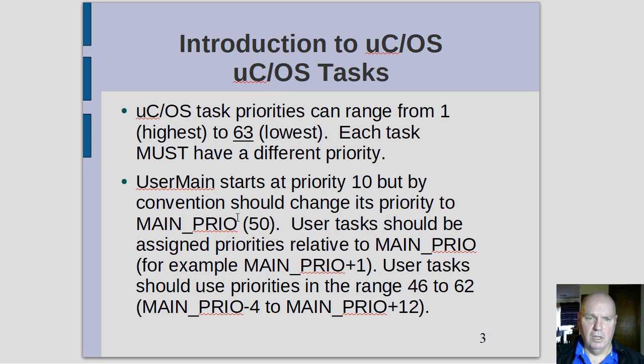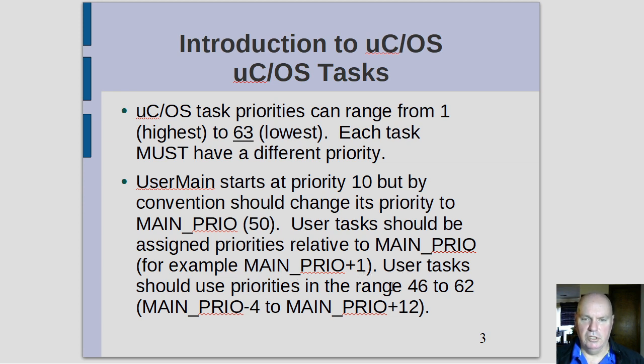The first routine that's run is user main, which starts at priority 10, but by convention you should change its priority to 50. There's a macro definition for that, MAIN_PRIO, so you'll see that in the code. One of the first calls in user main is a call to change the priority to MAIN_PRIO. User tasks should be assigned priorities relative to MAIN_PRIO, for example MAIN_PRIO+1, MAIN_PRIO+2.